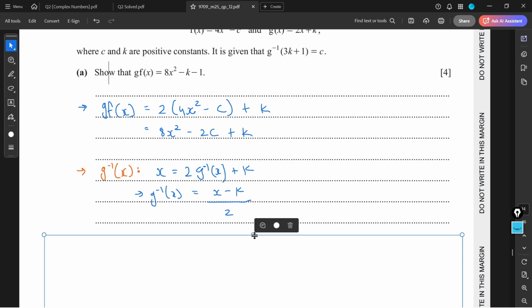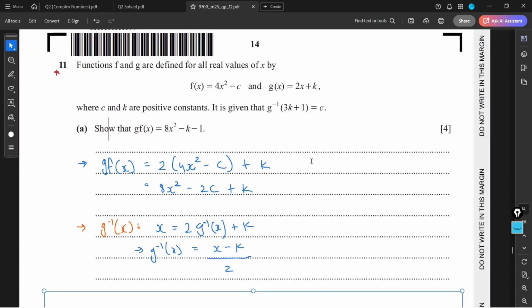For that, I'm going to show you the steps. I'm just replacing my g of x with x and this x with g inverse of x, because we can swap the x with y's, right? That is what I'm doing over here. And then I'm going to get the formula of g inverse of x as (x minus k) over 2.